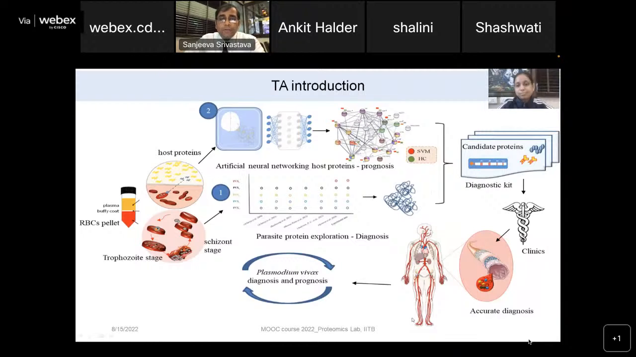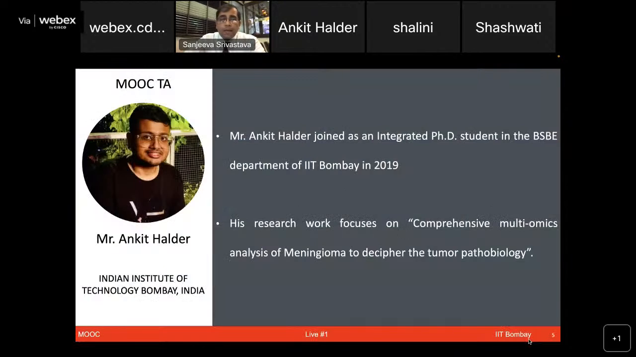So of course, you have more opportunity to interact with her. Let me now introduce the next TA, which is Ankit Halder. Ankit is an integrated PhD student at IIT Bombay. He is working on using comprehensive multi-omics technologies to investigate one of the brain tumors, which is meningioma.